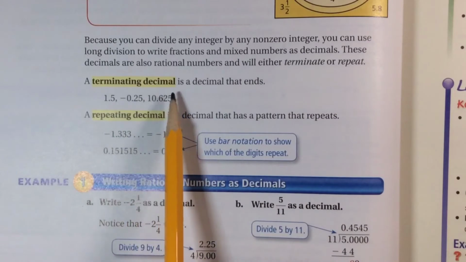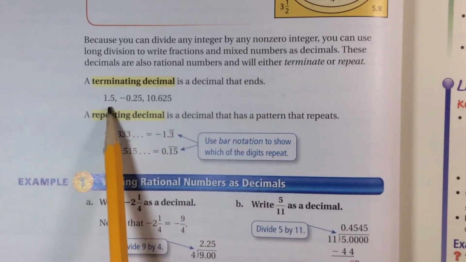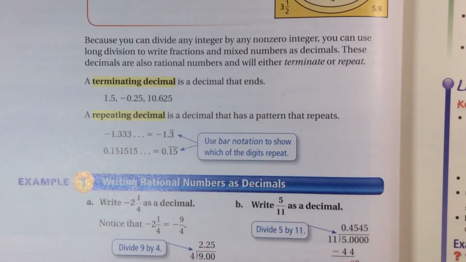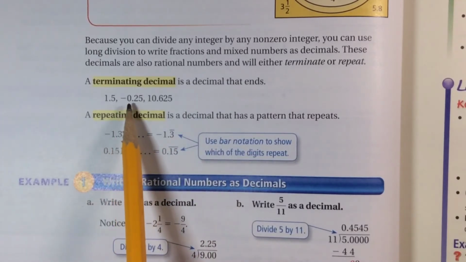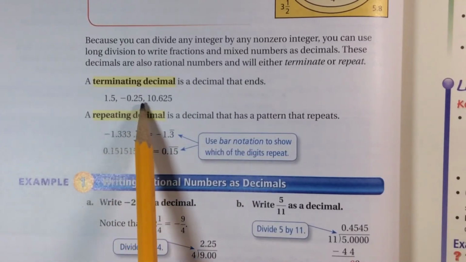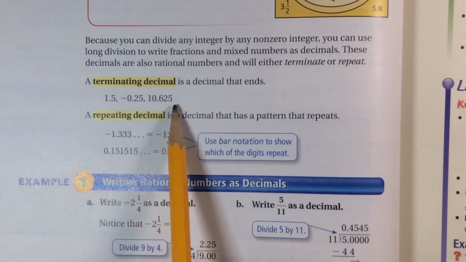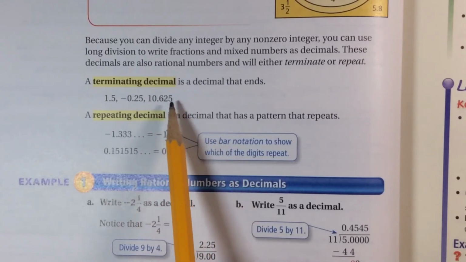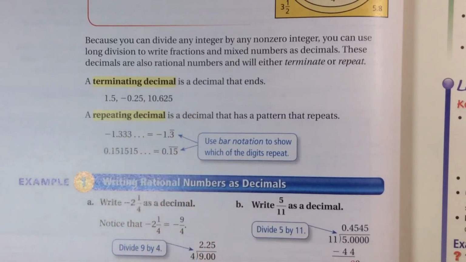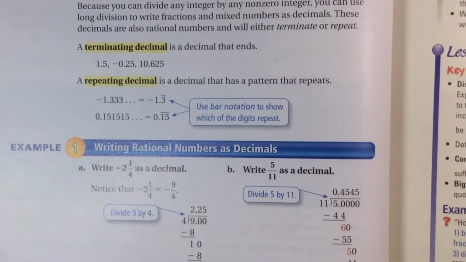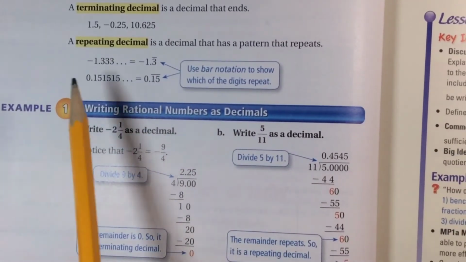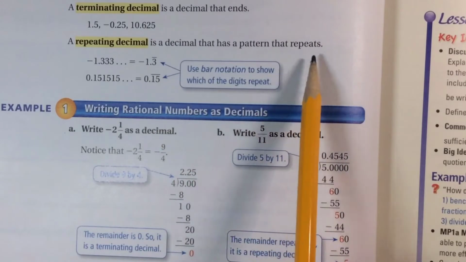So a terminating decimal is a decimal that ends. 1.5 is a terminating decimal because it stops right after the 5. Negative 25 hundredths, or negative 0.25, terminates because it stops. 10 and 625 thousandths stops. So these are all examples of terminating decimals. A repeating decimal is a decimal that has a pattern that repeats.